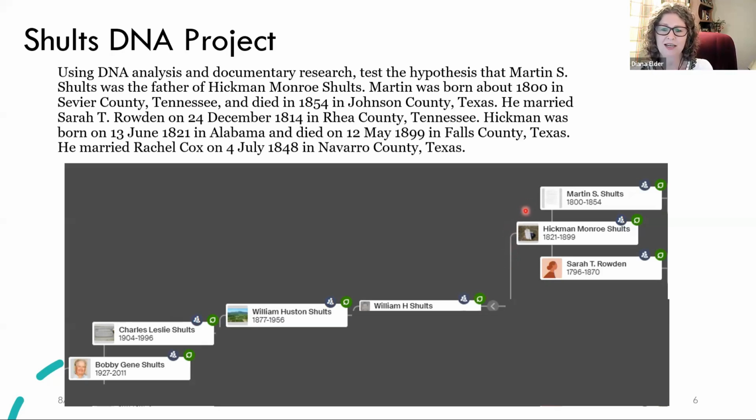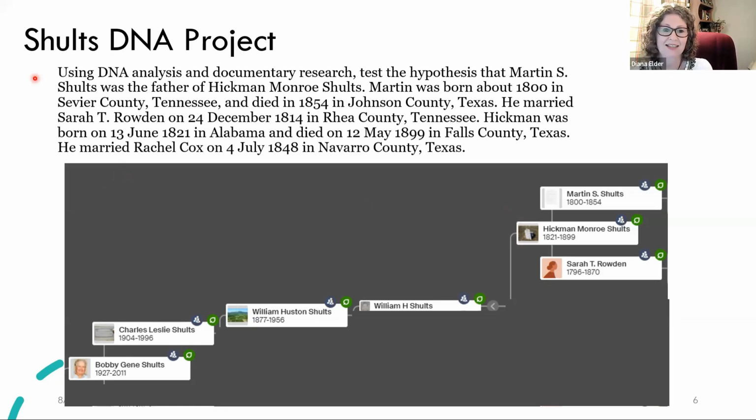This was a connection that was very firmly established by other researchers. They just said Hickman Monroe was the son of Martin, but I hadn't seen any records that said that. I also didn't have any sources for his birth in 1821 in Bibb County, Alabama. I thought that was pretty specific. So I decided to do a project on discovering and using DNA as well as documents to find out this connection. This was the objective that I crafted.